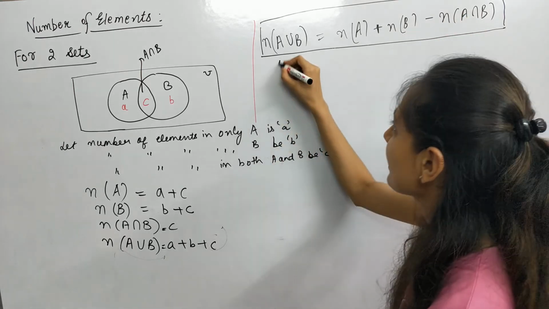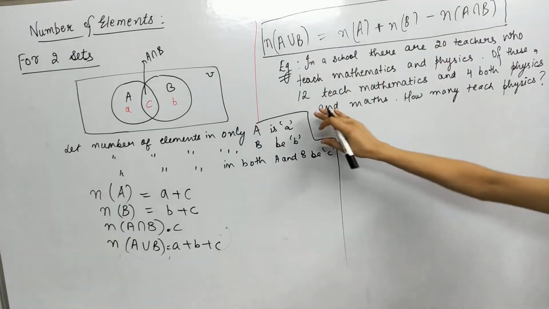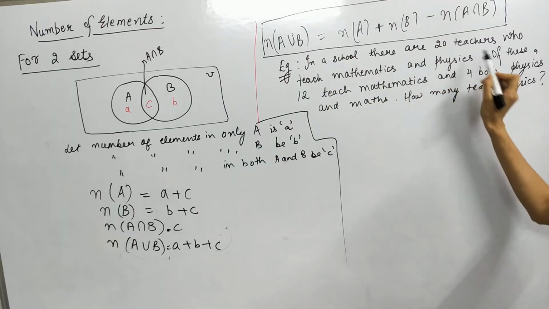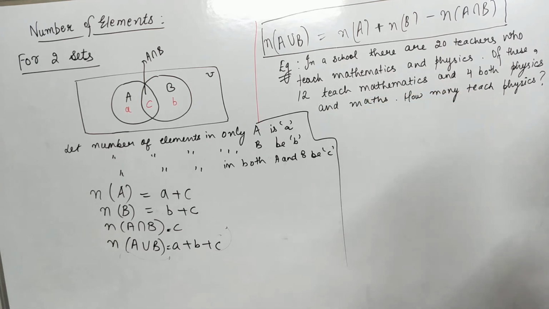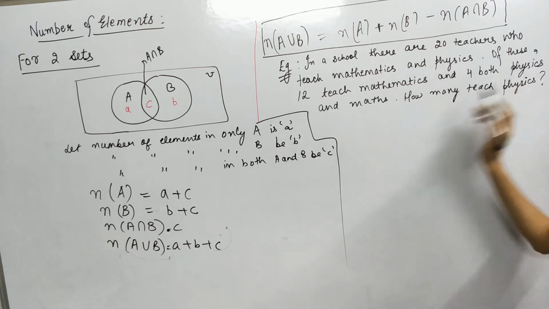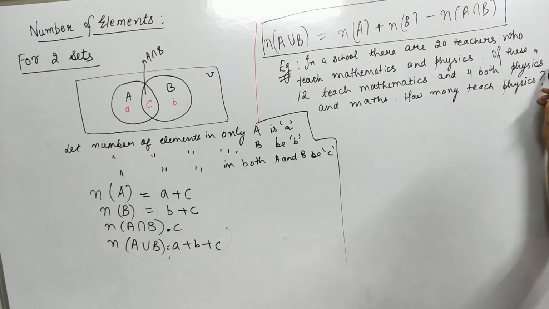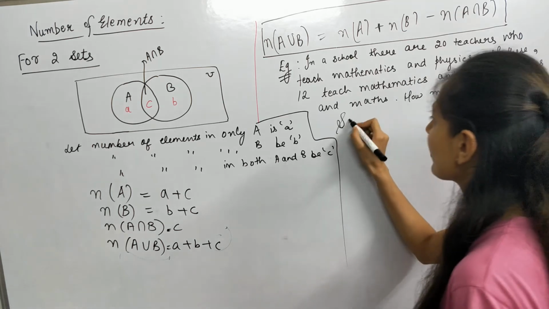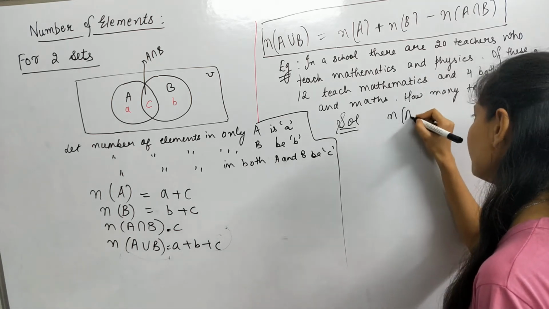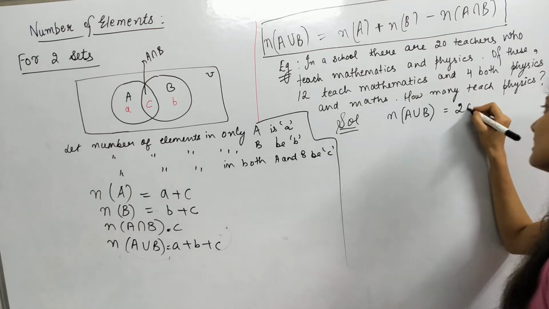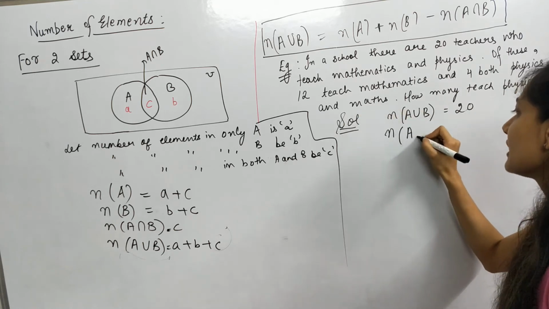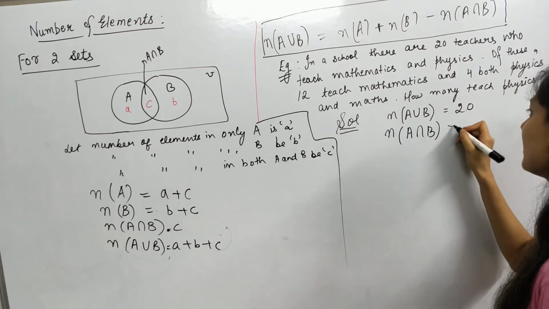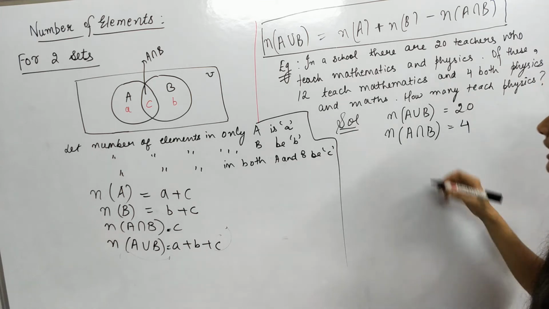Okay, now let us see one example. Suppose the question given to you is that in a school there are 20 teachers who teach mathematics and physics. We are having 20 teachers which teach both the subjects, that is mathematics and physics. Of these, 12 teach mathematics and 4 teach both physics and maths. So what is given to you? That in total, means union, how many teachers are there in school? 20. 4 teach both physics and maths, that means their intersection, both maths and physics, is 4.